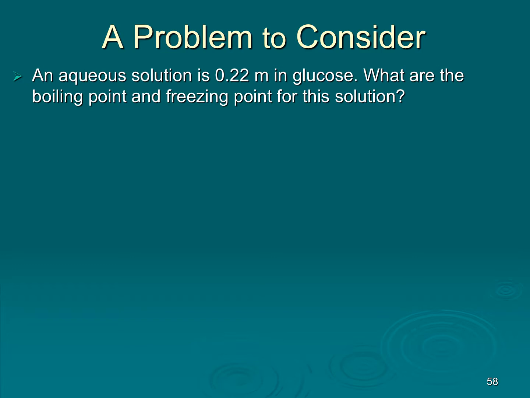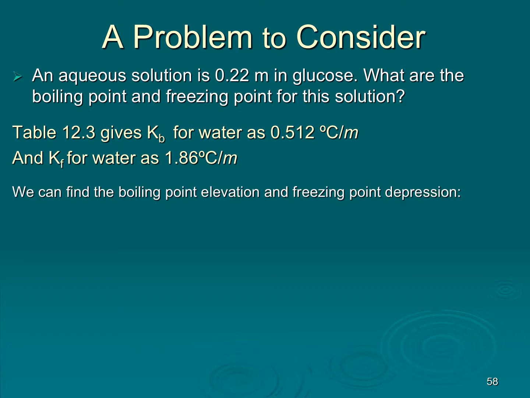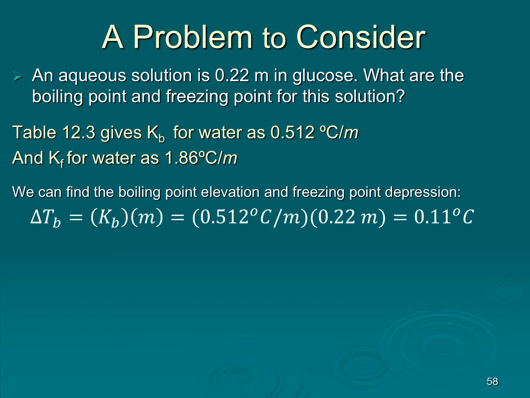So for the boiling point, since we're talking about water, we can look up that Kb for water is 0.512 degrees Celsius per molal, and the Kf for water is 1.86 degrees Celsius per molal. So we know those values, or we can look them up. The boiling point elevation and freezing point depression are equal to the equations that we just saw. So boiling point elevation, delta TB equals Kb times m. So 0.512 degrees Celsius per molal times 0.22 molal. The molals cancel and we get 0.11 degrees Celsius.